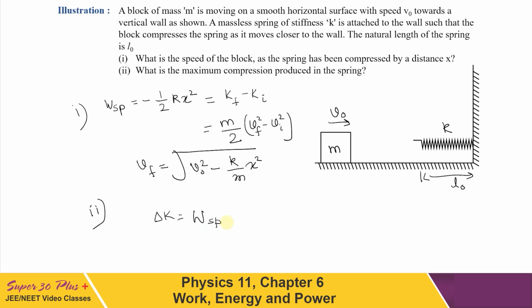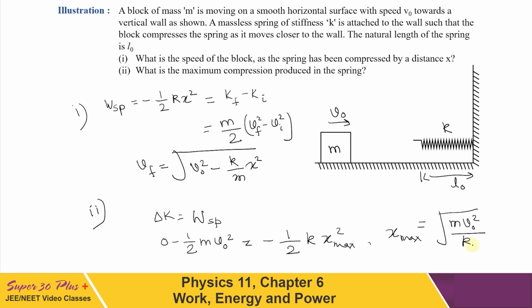What is this delta K now? Final energy has to be 0 because it has come to a momentary stop, minus the initial, which is half m v naught square. This has to be equal to the work done by the spring. Let that maximum compression be x max. So this is minus half k x max square. From here we got the maximum compression to be equal to (m v naught square by k) to the power 1 by 2. This is the maximum compression the spring will get in the given situation.